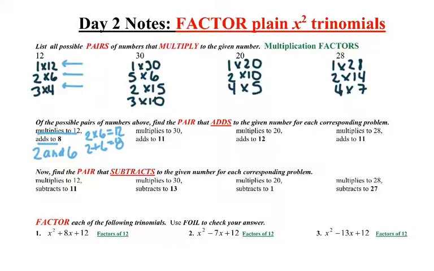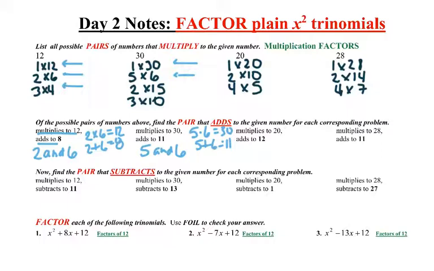What pair of numbers multiplies to 30 and adds to 11? Multiplies to 30 and adds to 11, right? 5 and 6. 5 times 6 is 30, 5 plus 6 is 11. You don't have to write that down, right? I'm just showing you how it's true.